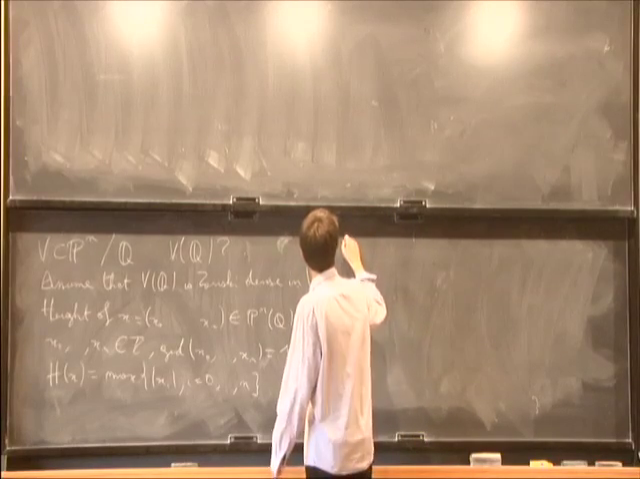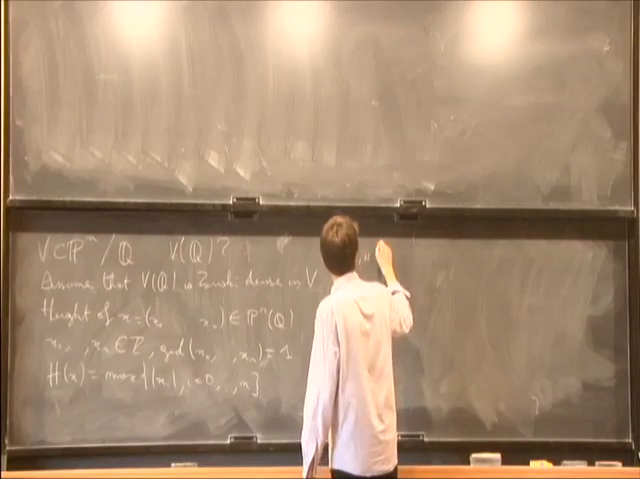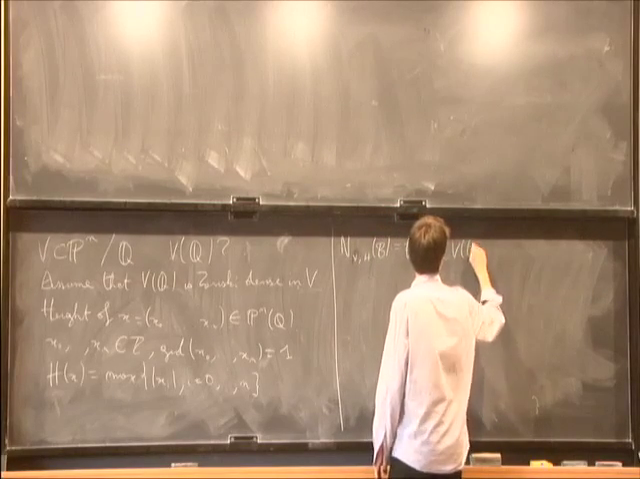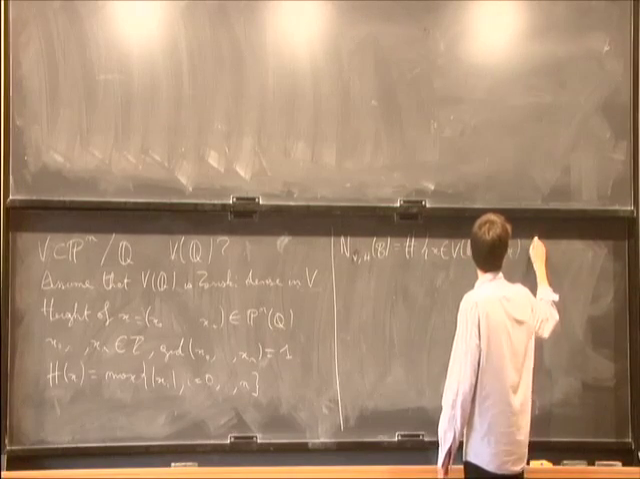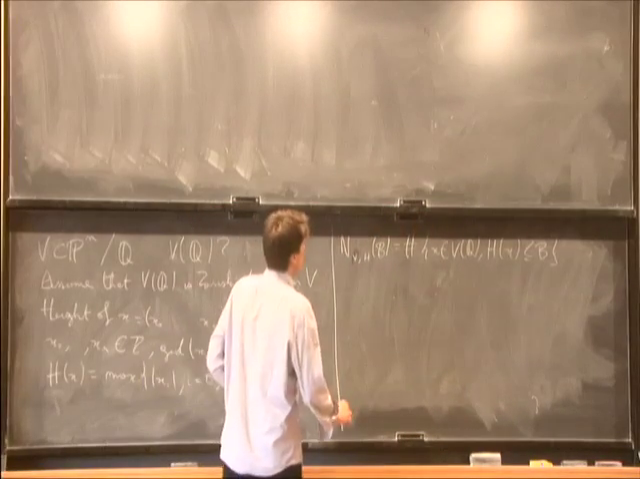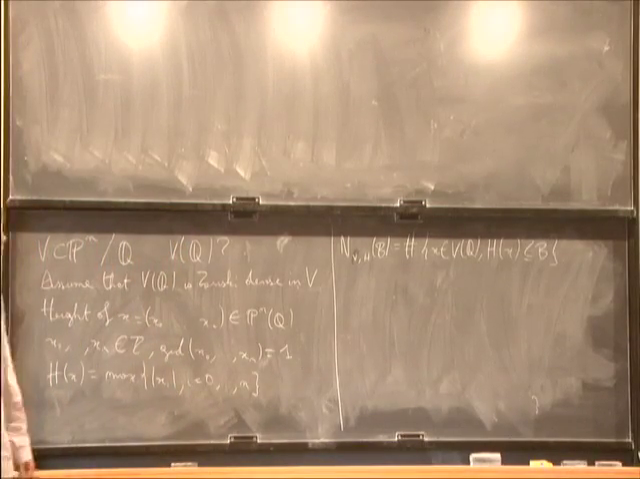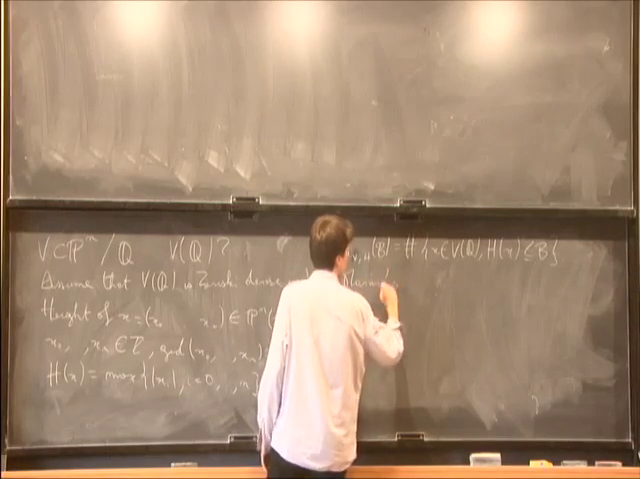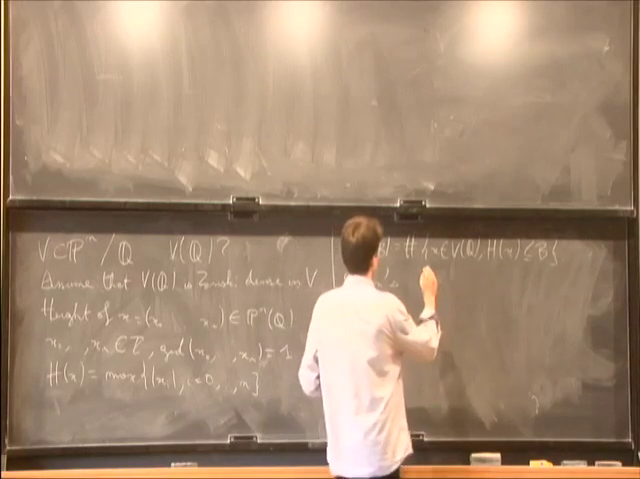So we can look at the set of rational points of bounded height on V. So I define N_{V,H}(B) as the number of x in V(Q) such that the height of x is less than B. OK, and that's it. And so there's a program which has been initiated by Manin at the end of the 80s to understand what happens for this quantity when B tends to infinity and when V is Fano. So Manin's program.